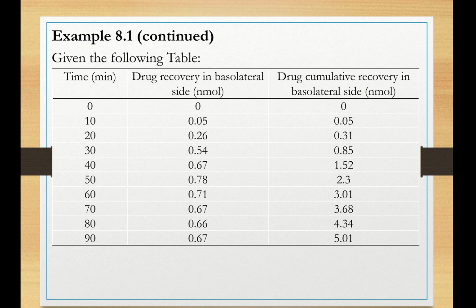So we have basically monitored the passage of drug through that membrane barrier from donor to acceptor, and we have taken samples at these time intervals, and each time we determine the drug in the basolateral side. So this column is what you see here, and this is the cumulative. So obviously 0.05 plus 0.26 is 0.31.